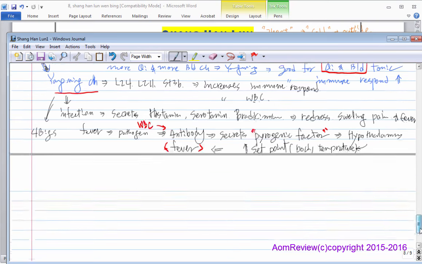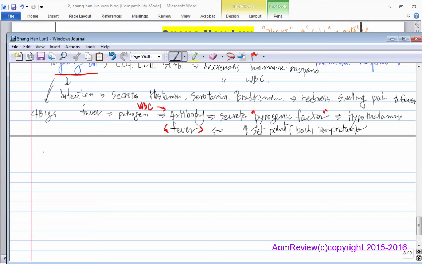So what are the four bigs? The first one is you get the high temperature with the high fever, and your body loses the sweat, so that's why big sweat. If you have a big sweat, you might have a big thirst because you lose too much water, right?